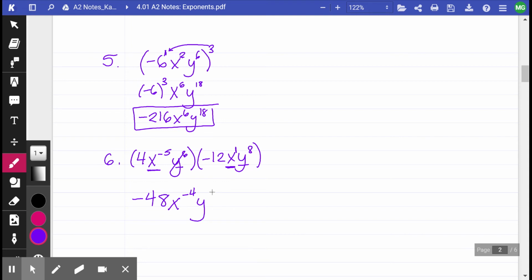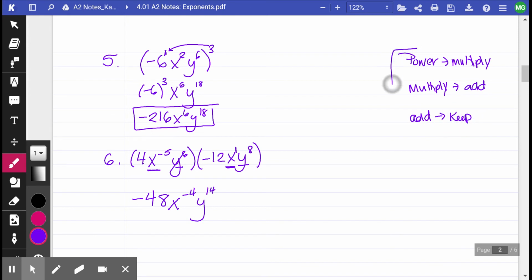Think of it as you're always going down one operation. So if you're raising something to a power, you go down 1 and you multiply the exponents. If you're multiplying the two terms together, then you're going to add the exponents. And if you're adding, you're just going to keep the exponent and add the coefficient. So think of it always as you're going down one operation.